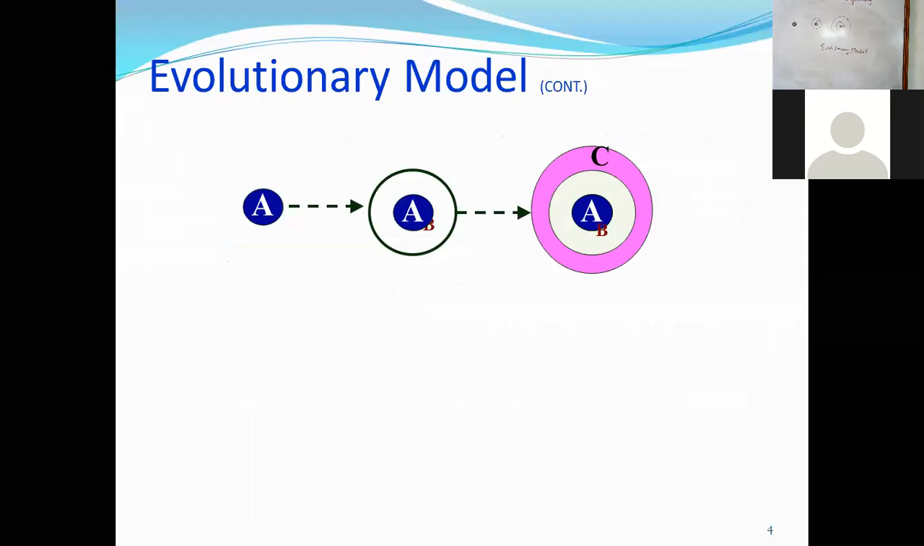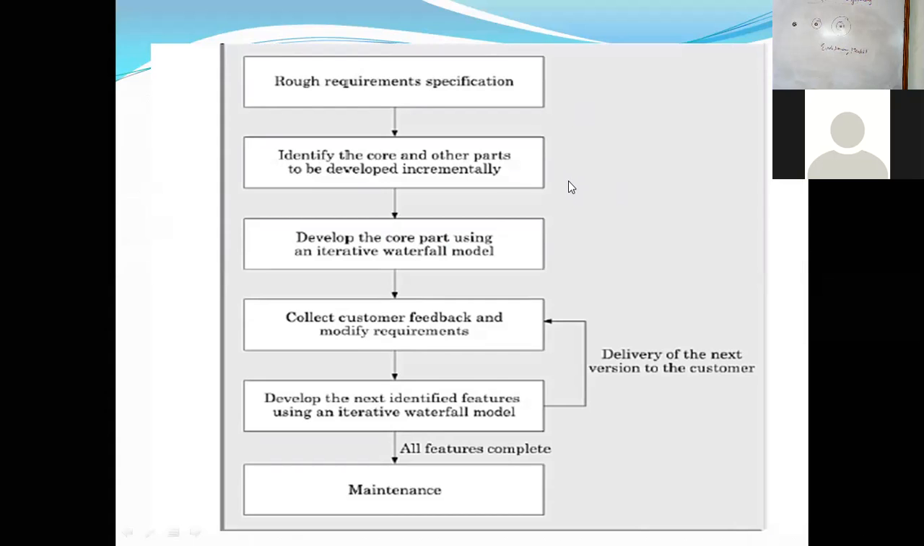You can see here, A is the core part, and after the core a B layer is developed, and after A and B comes the C layer. A is the blue part, B is the white part, and C represents the pink part. So it includes a rough requirement specification. What will be the sequence? Rough requirement specification, then identify the core and the other parts to be developed incrementally.